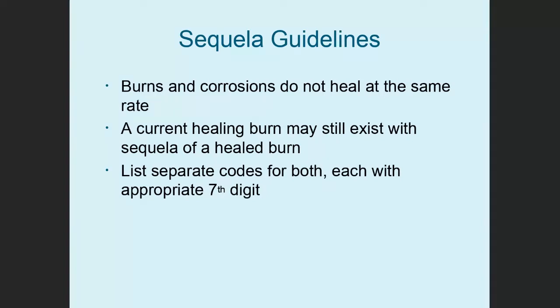Okay, more guidelines on sequelae. Patient may have multiple burns or corrosions, but they may not all heal at the same rate. So you may have a current healing wound with a sequela of a healed burn. So you're going to list separate codes for each with the appropriate 7th digit, whichever for that burn or corrosion, that stage of healing or treatment that it is in.